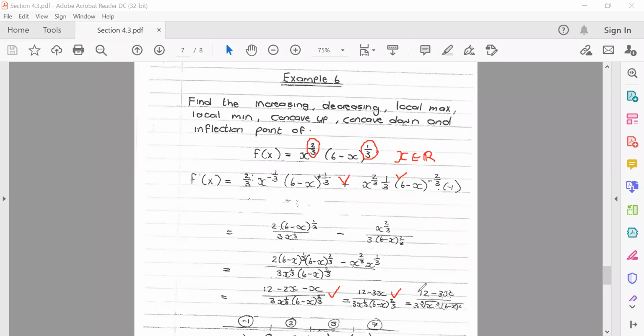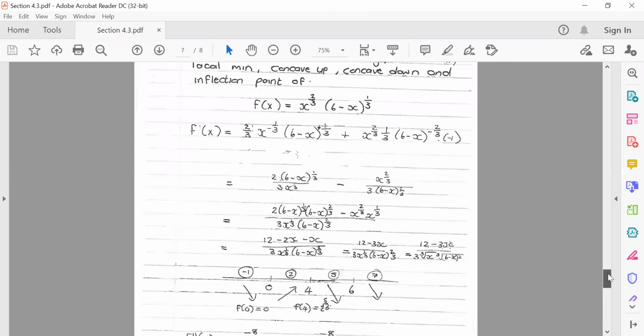So if I ask you a question on increasing and decreasing in my test, I'm going to check if you can simplify as much as possible. All right, those are some of the things I'm going to check. All right, let's go down. So yeah, your critical values are 0, 4, and 6.